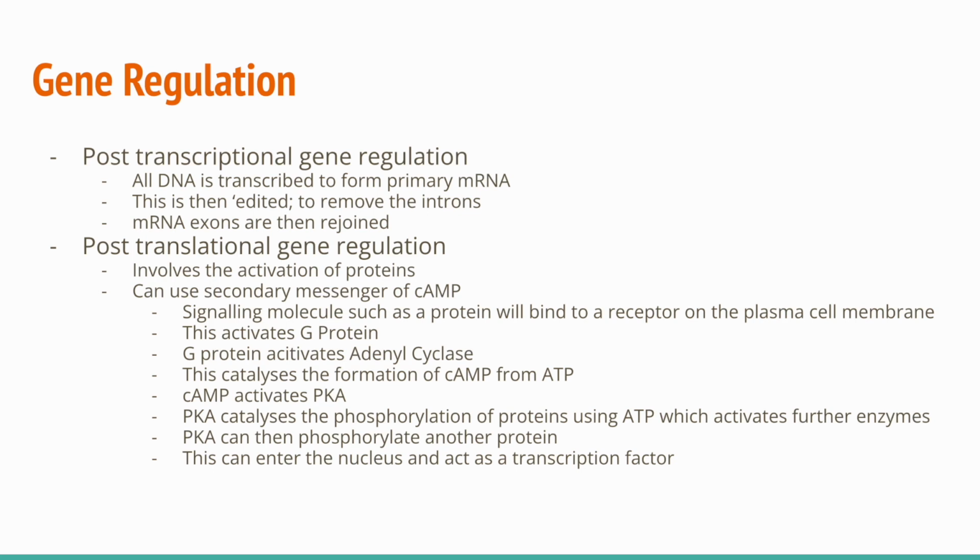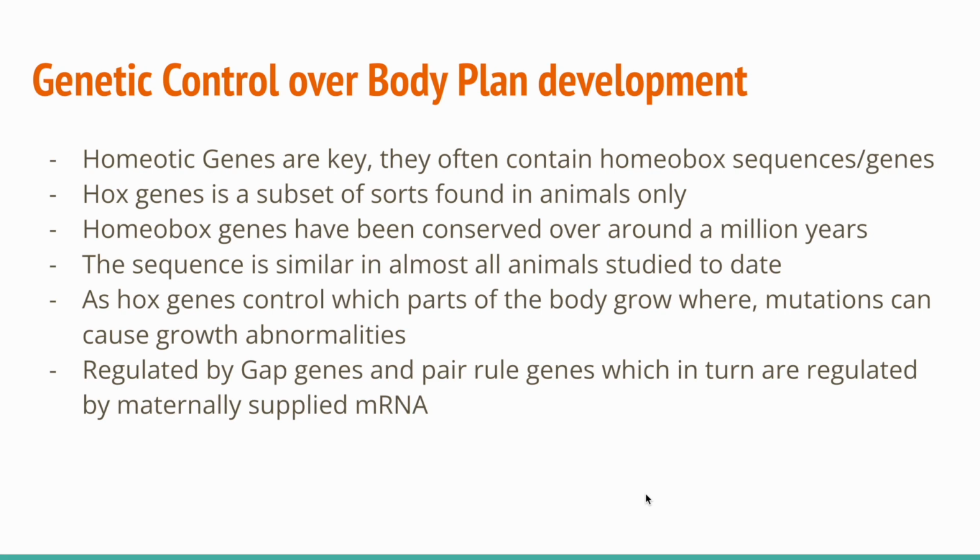Protein kinase A can then phosphorylate another protein, and so on, and this may enter the nucleus and act as a transcription factor. Moving on, we need to understand genetic control over body plan development. We have homeotic genes, which are involved in controlling the anatomical development or morphogenesis of an organism, so all structures develop correctly. These often contain homeobox sequences or homeobox genes, which are sequences involved in regulating the patterns of anatomical development in fungi, animals, and plants.